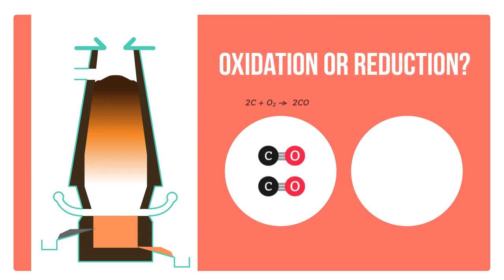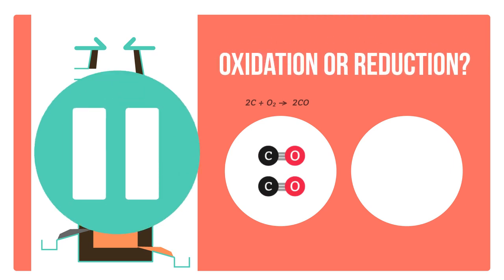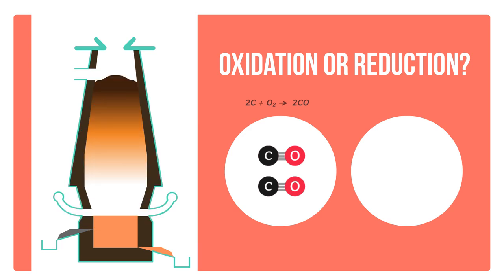Usually, the furnace is not hot enough for the coke to react directly with the iron oxide. Coke reacts with oxygen in the air to form carbon monoxide. Is this an oxidation or a reduction? Pause the video for a moment to work it out. Oxygen is gained by carbon to form carbon monoxide, so this is an oxidation reaction.